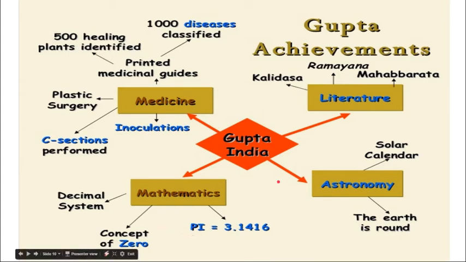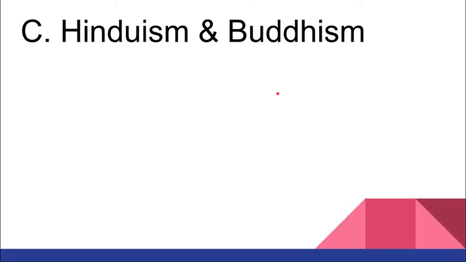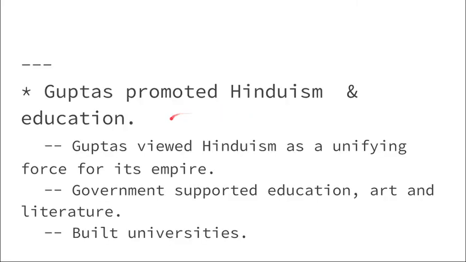So the Guptas were again very much advanced, and again these advancements are only made possible from peace and stability and economic prosperity. Here you see one of those universities called Nalanda University, one of the older universities in the world. It was first built by the Guptas, and it was a center of education.